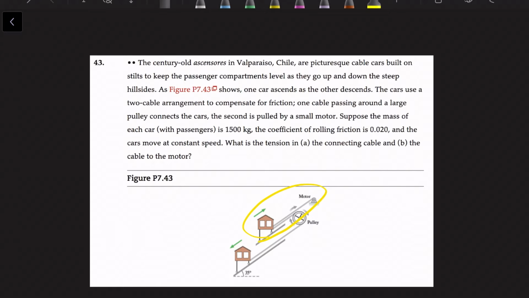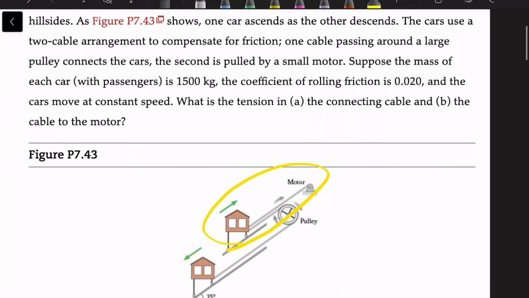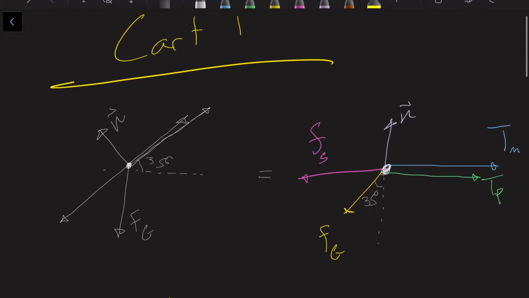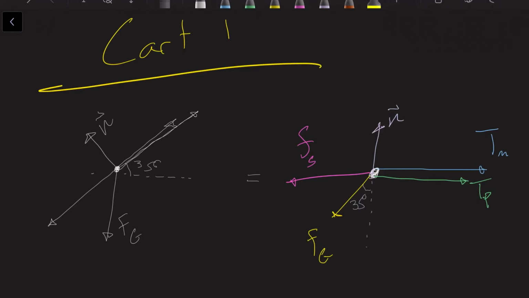So I went ahead and just drew out cart 1. I have circled cart 1 here in yellow. In drawing that force diagram out, I personally like to tilt it. It makes it easier. Most of my forces are on that tilted plane, so I tilted it by 35 degrees, which is why gravity is not pulling straight down anymore. This is our tension to the motor, T sub M, and this is our tension between carts, T sub P.